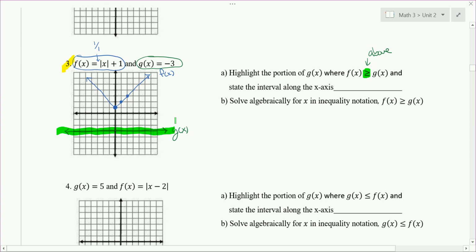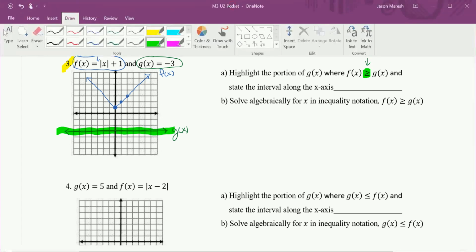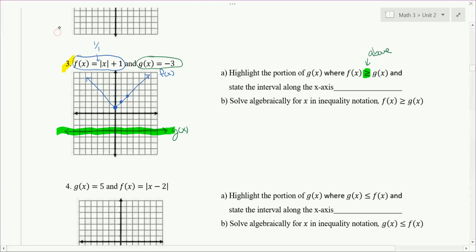And so state the interval along the x-axis. Well, if we think about what x values that covers, everything from negative infinity to infinity.